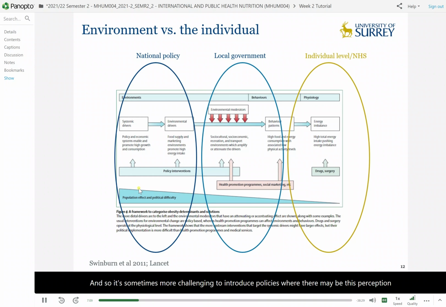And so it's sometimes more challenging to introduce policies where there may be this perception that people are being told what to do or their choices are being interfered with. And you can link back into that ladder of interventions that's in the lecture. So the higher up the ladder, the harder it might be to implement that change. There may be more resistance.